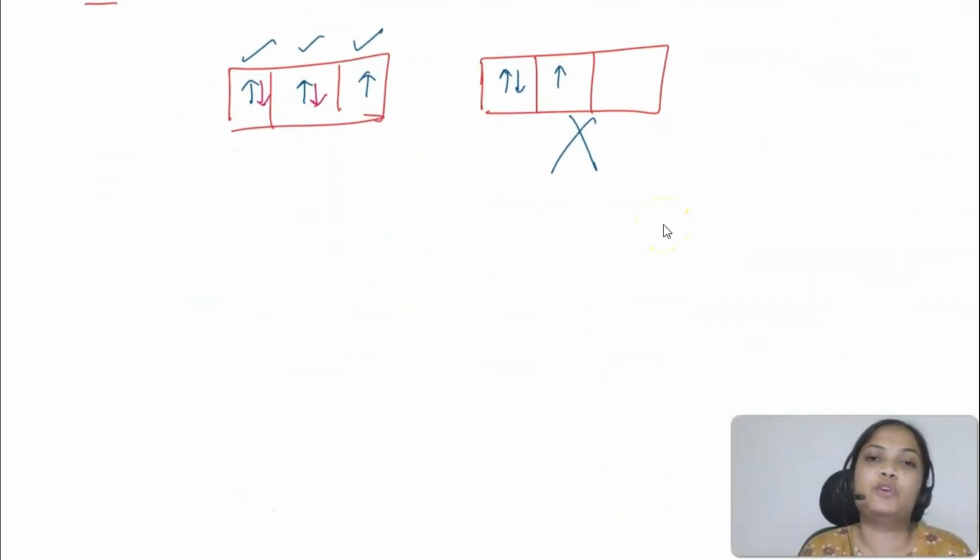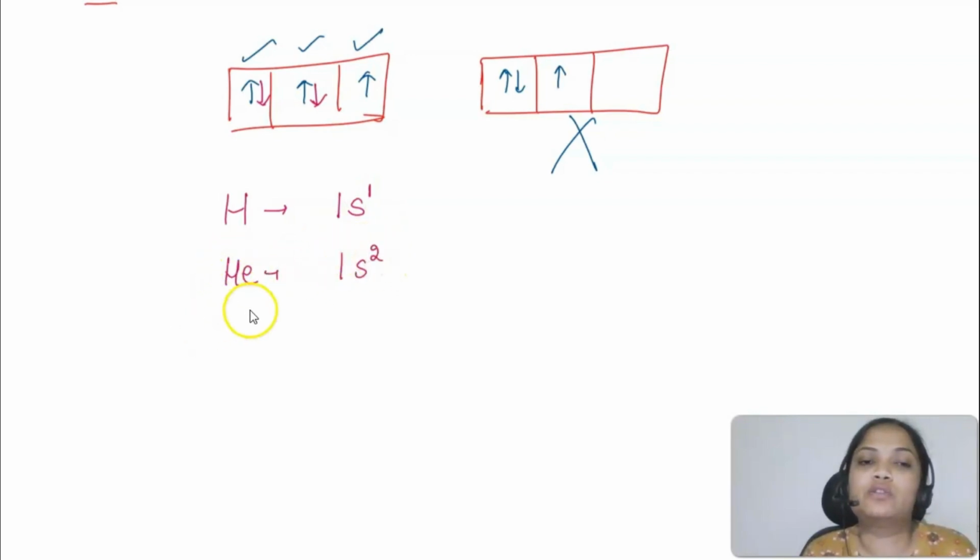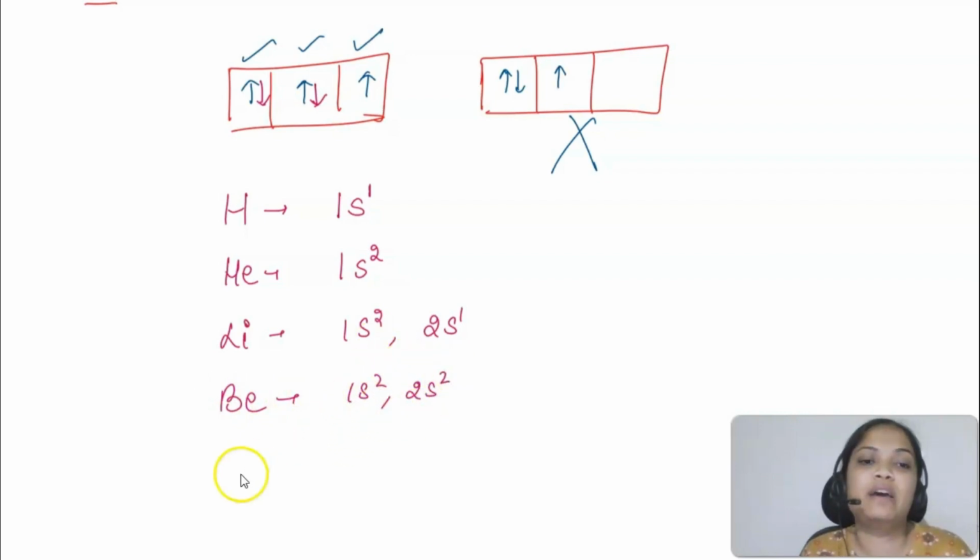Now let's say I want to write the electronic configuration, so how am I going to write it? For hydrogen, we have only one electron, so we write 1s, and the number of electrons is written in the superscript. Then helium, both electrons will go, so it's 1s2. Now 1s is completely filled. So for lithium, it will be 1s2, then 2s1, because 3 electrons. Then beryllium, 1s2, 2s2, separated by a comma.